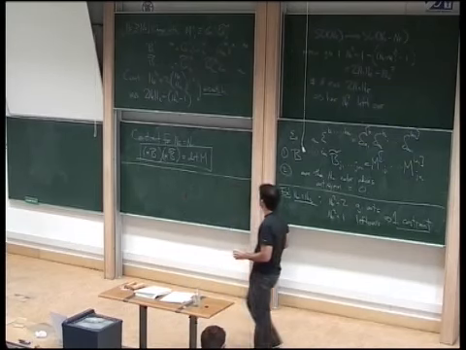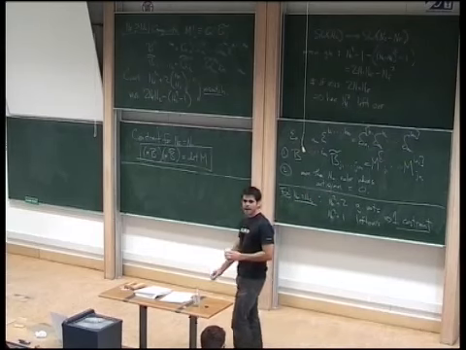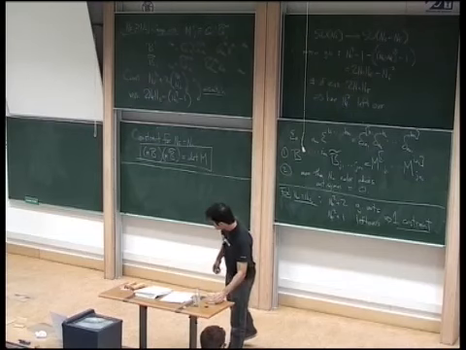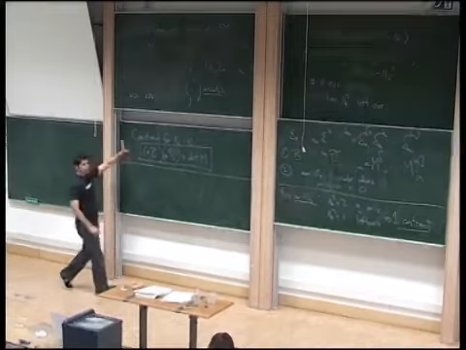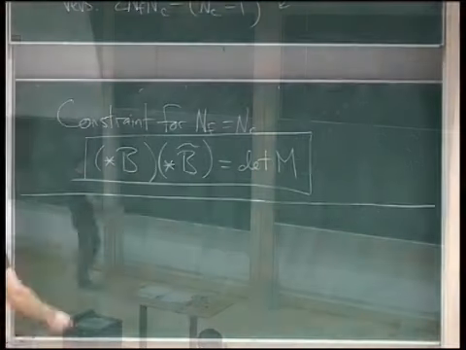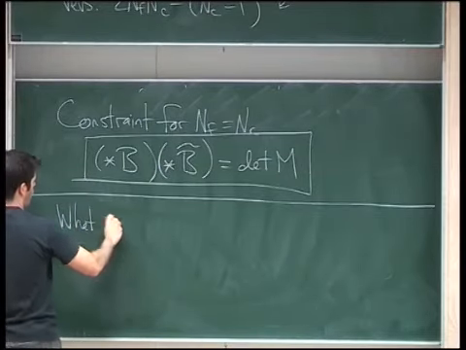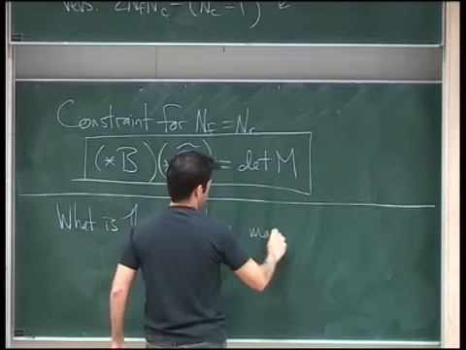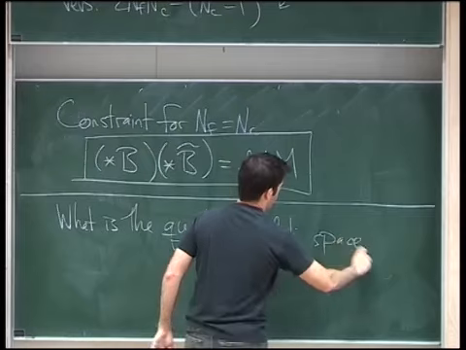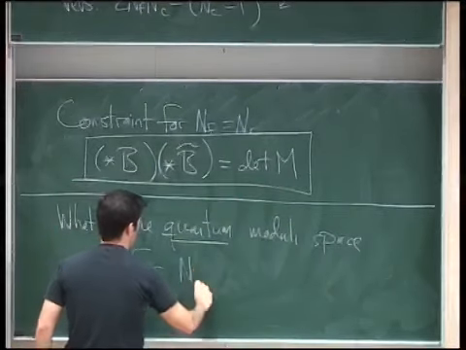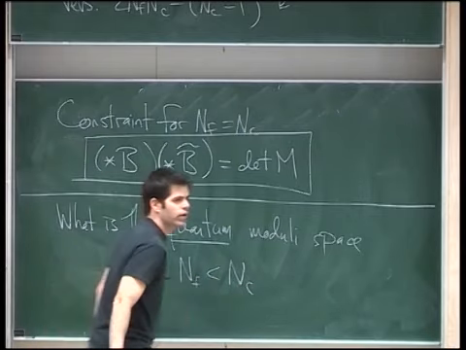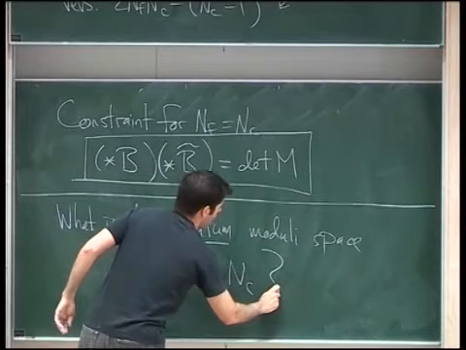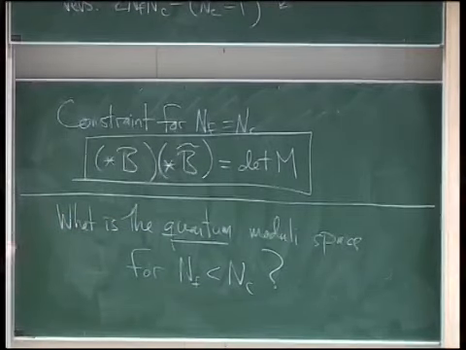So the main thing I want to do now is derive the quantum moduli space for the case NF less than NC. This will probably be, depending on how long it takes, the last thing I do today. I've done two classical moduli spaces here. One thing I want to ask now is, what is the quantum moduli space for NF less than NC? And this is something that Nadi will use a lot in his talks.